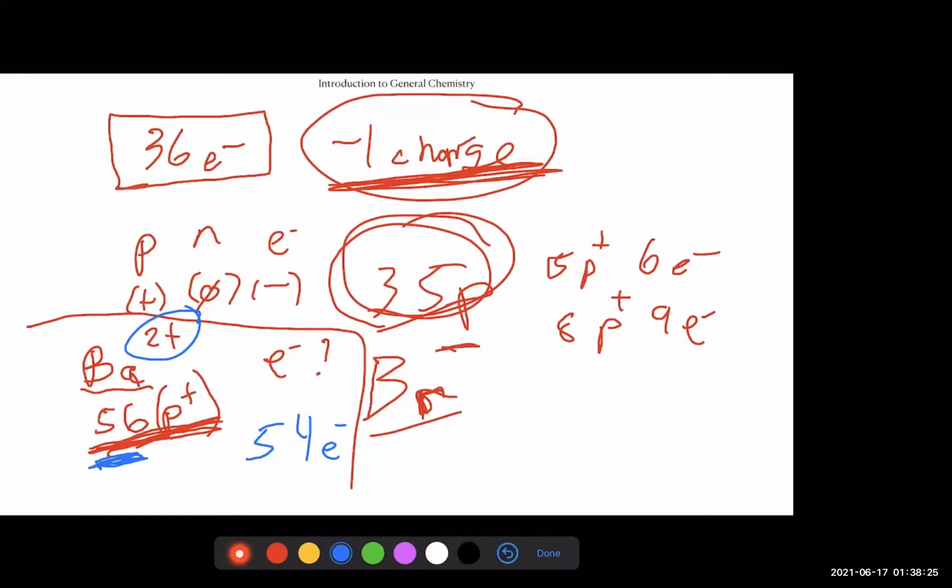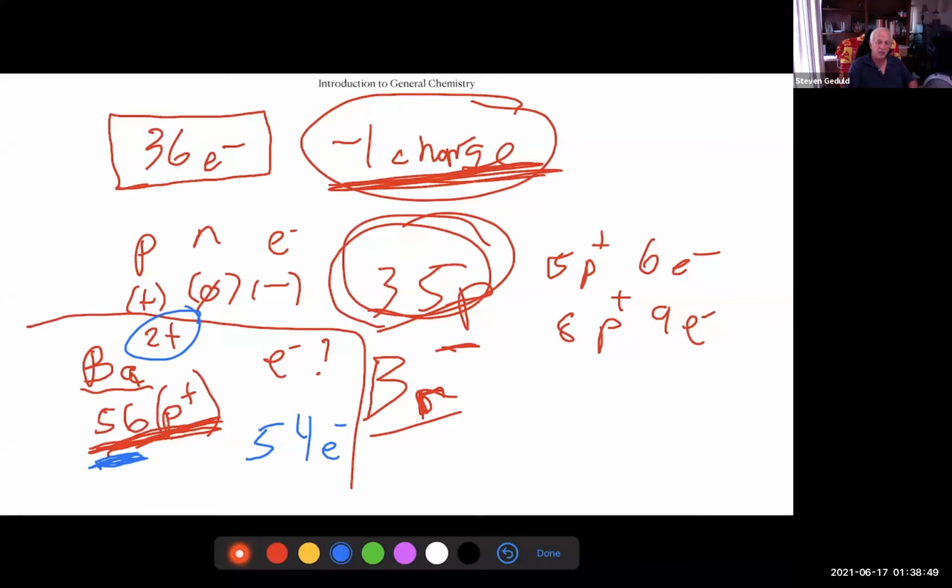So basically for the one that we just did, it's essentially like subtraction, but in a backwards way. If you have 56 protons, because that's barium, by definition barium has 56 protons. So you have 56 plus charges. So if the overall charge is going to be +2, how many negative charges do you have to have? 54, because we have 2 extra positive charges. 54 pluses and 54 minuses equal out, and you've got 2 extra positive charges.